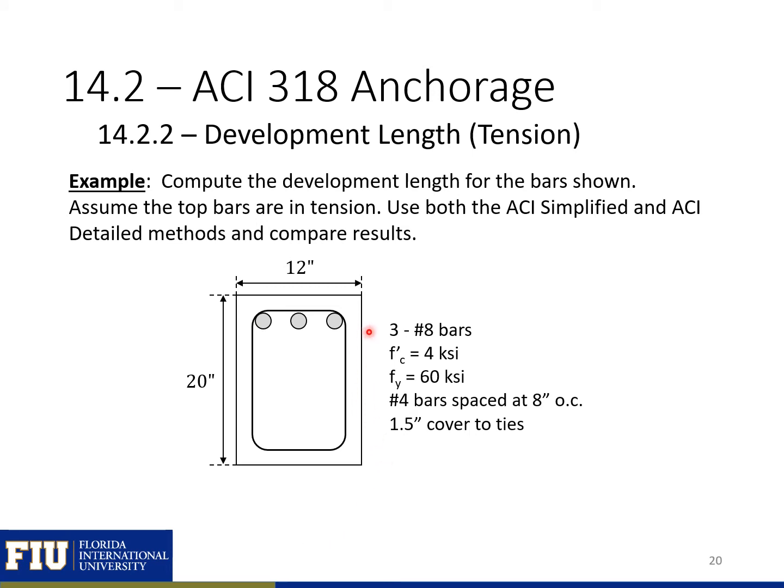So here, with the information we're given, we have 3 number 8 bars with a concrete strength of 4 ksi and a yield strength of 60 ksi. And our transverse steel is number 4 bars spaced at 8 inches on center. And we're also given that we have a 1.5 inch cover to our ties.